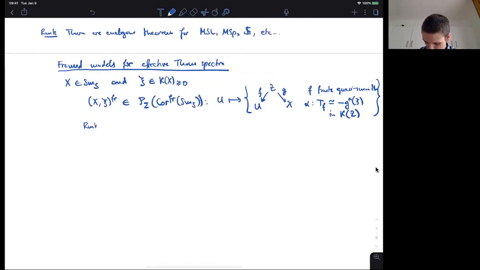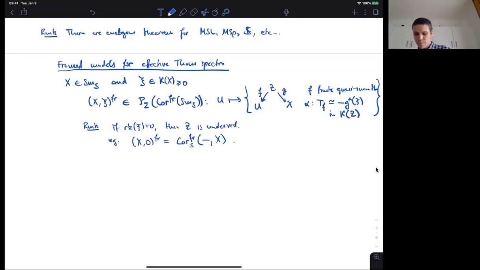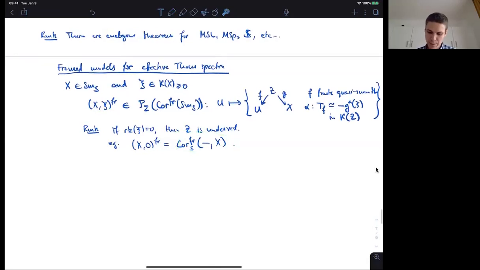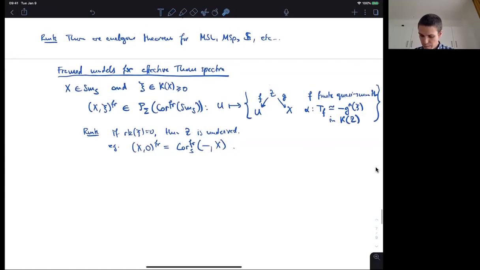A remark is that in the case where the rank of C is 0, then Z is actually going to be an underived scheme. For example, when C is equal to 0, this recovers X_0 framed, which is just the presheaf with framed transfers represented by X over S. So you should think of this more general thing as being some twisted variant of this, at least if C has rank 0.